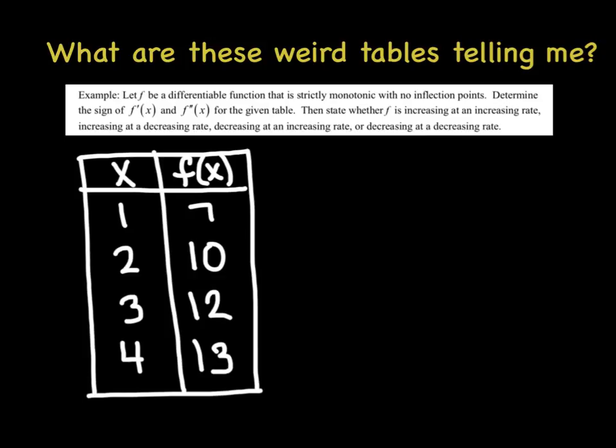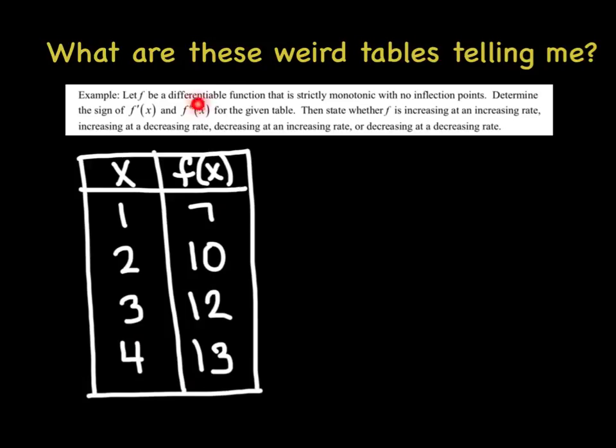Alright, I'm going to show you some really weird tables. In other words, they're giving us very limited information about f. You can see right here in the table, this is all they're telling me about f: just 4 separate points that lie on the graph of f. So here's what they want me to do.